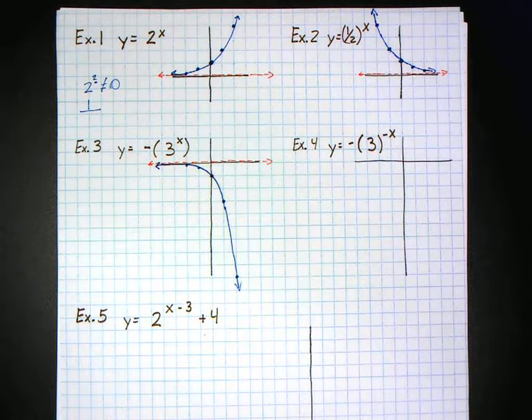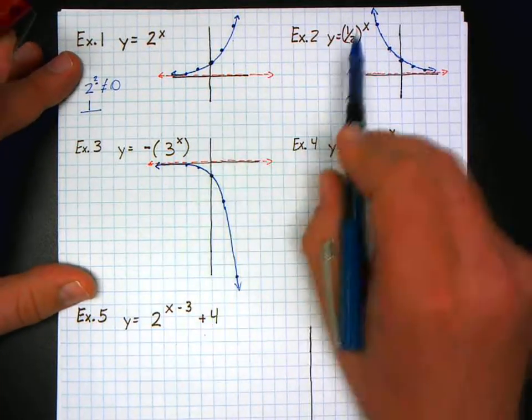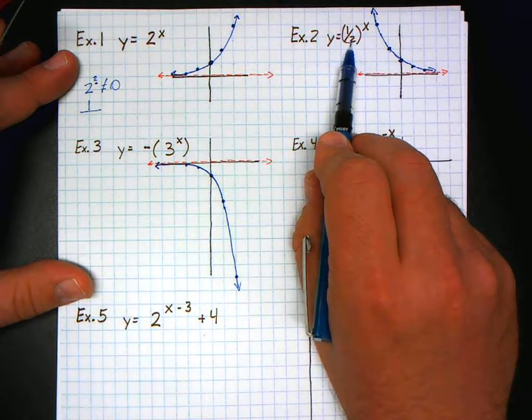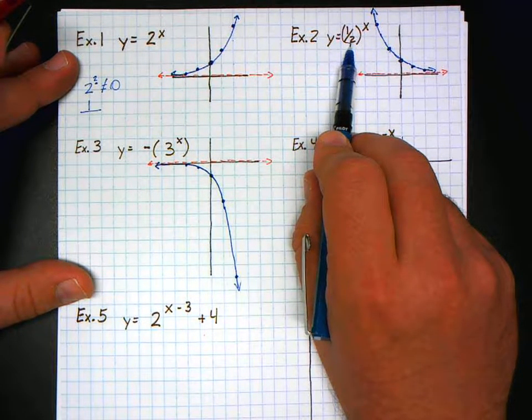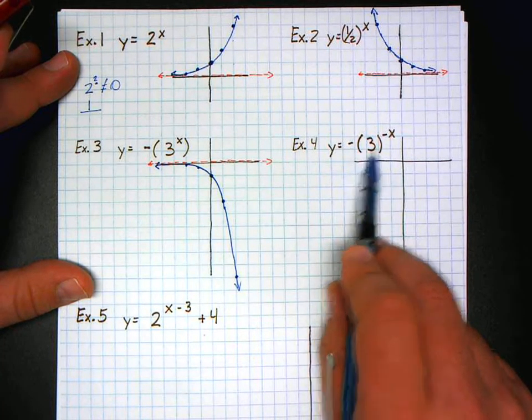Okay, before we even start, what do you think number 4 is going to look like? Exactly. It's number 2 flipped. It looks like number 2 flipped over the y-axis. A lot of your problems are not going to look like this, they're going to look like this.